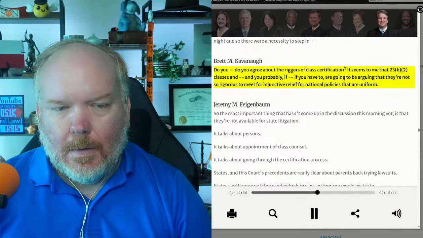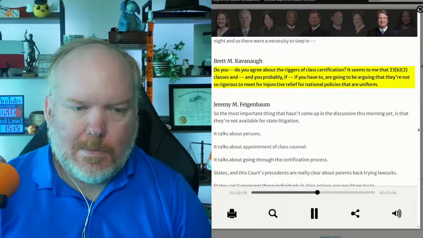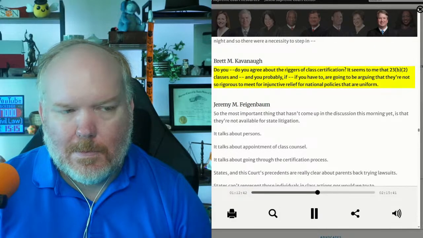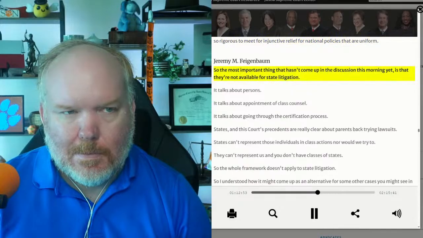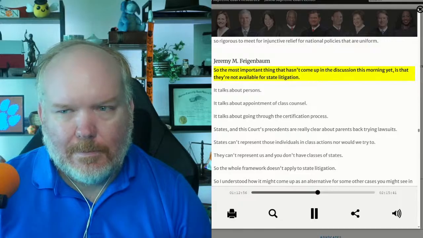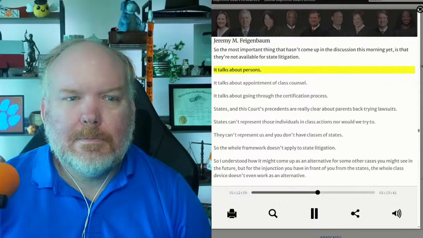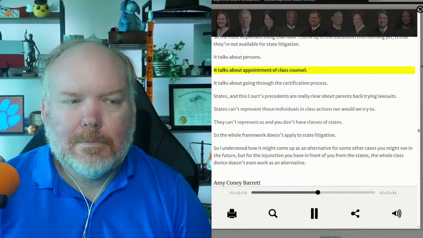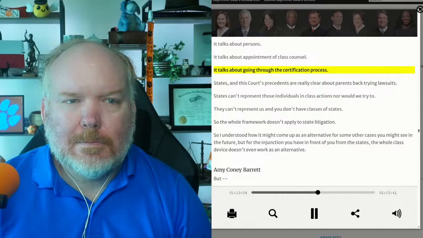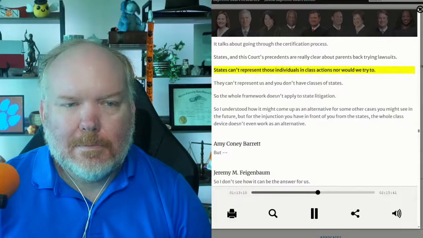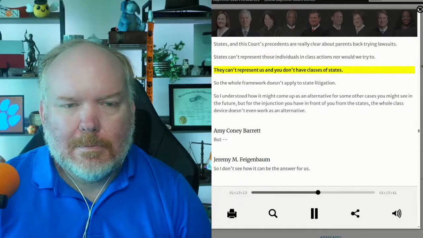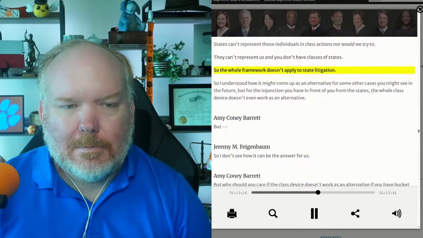Do you agree about the rigors of class certification? It seems to me that 23(b)(2) classes, and you probably, if you have to, are going to be arguing that they're not so rigorous to meet for injunctive relief for national policies that are uniform. So the most important thing that hasn't come up in the discussion this morning yet is that they're not available for state litigation. It talks about persons. It talks about appointment of class counsel. It talks about going through this certification process. States, this court's precedents are really clear about parens patriae lawsuits. States can't represent those individuals in class actions, nor would we try to. They can't represent us, and you don't have classes of states. So the whole framework doesn't apply to state litigation.